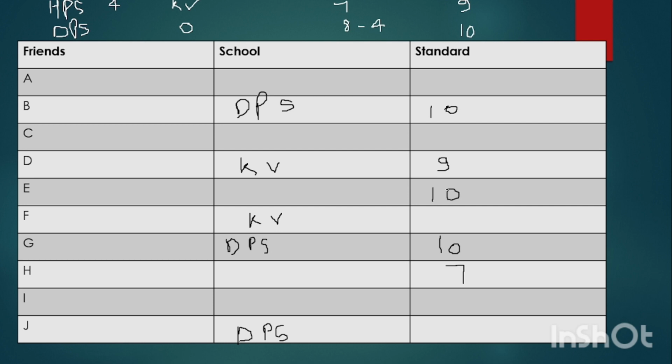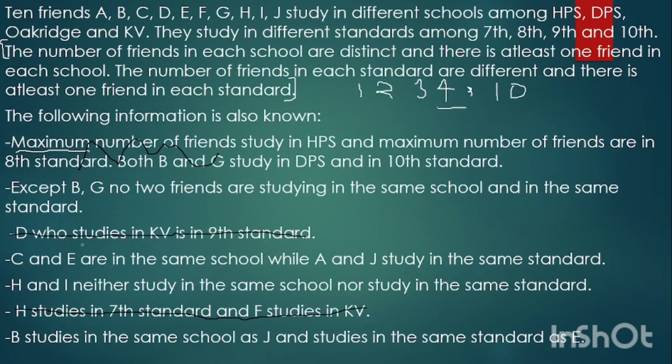With this, I got some information that HPS has 4 students, DPS has 3 students, KV has 2, and Oak Ridge has 1. And 4 students are in class 8th, 3 students are in class 10th. Now, see, now we'll go back to other information. I had taken this information as well.